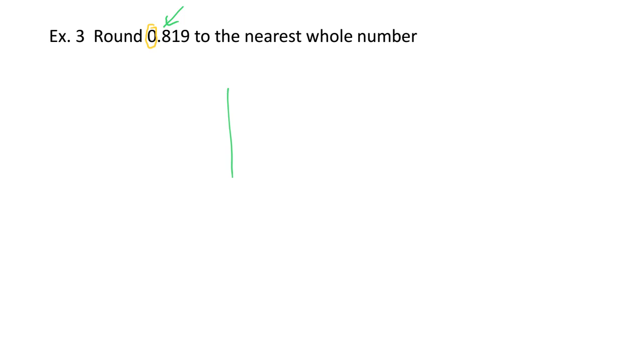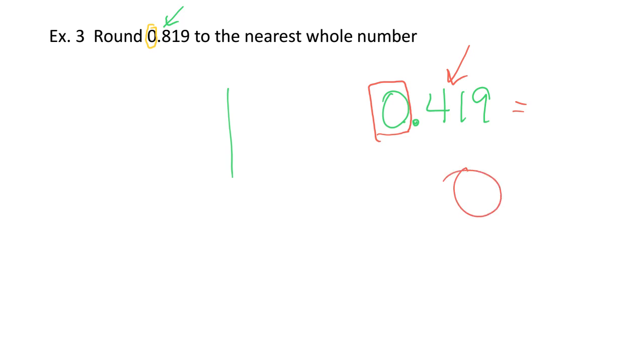Now, what if this was 0.419, rounding to the nearest whole number? Well, at this point, you'd still be looking at that 4, and that would tell you to round down. So your answer would be 0. So it's just 0 because it's too small. If I only can go to the nearest whole number and I got 0.419, my measurement's too small to actually record anything but a 0.